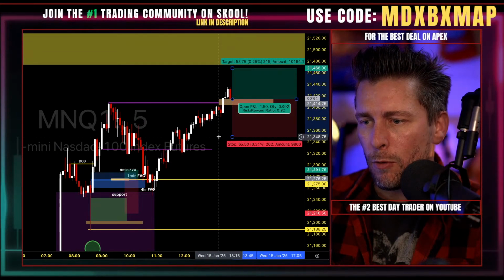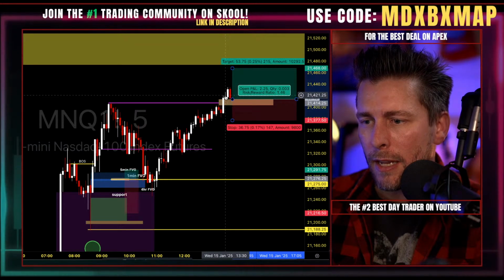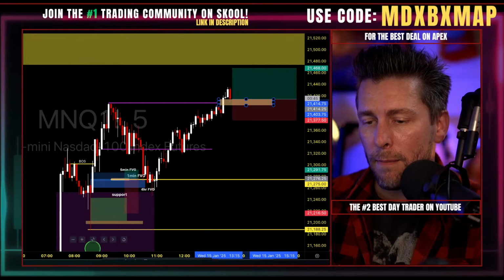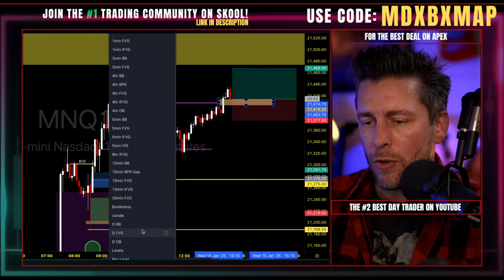Now you can make this a cheap trade by putting it right under this stop and saying if this fair value gap is not respected on this, it's a 5 minute, by the way, then you can get out of the trade. Very simple, right?